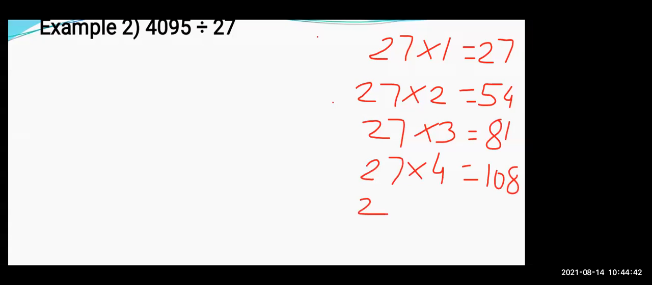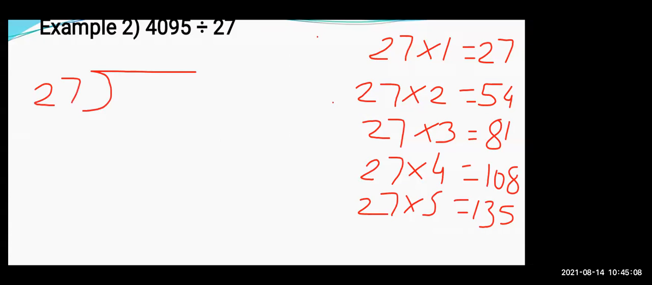27 fives is 135. Okay, we'll stop over here now. Chalo, now we'll start with our division. Same. Here we will write 27 and here we will write 4095. Clear? Okay. Chalo. Now 27, how many times do I have to take?